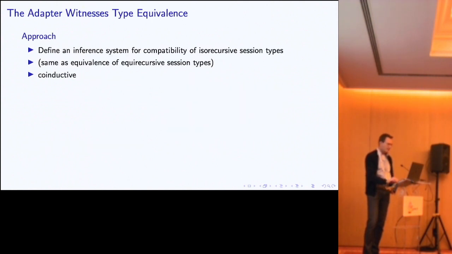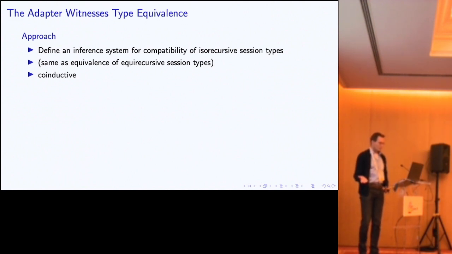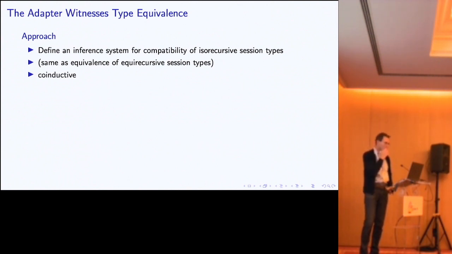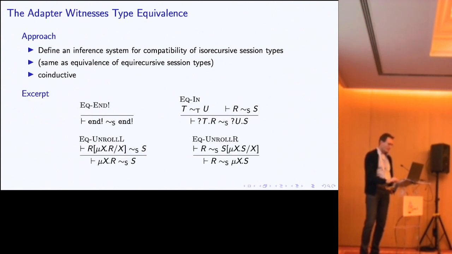It turns out this is reasonably fine. What you do is you formally write down the definition of equirecursive type equivalence, and that happens to be the same as a notion of compatibility between isorecursive session types, and that's going to be a co-inductive definition, usually. I'm not going to show you the whole thing, just some key elements. End is end, and if you are receiving something of type T, the payload types have to be equivalent. At least their session type parts have to be equivalent. That's the definition of type equivalence here. And the continuation session also has to be equivalent.